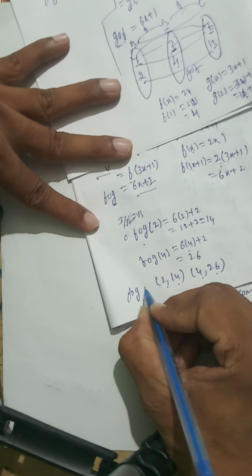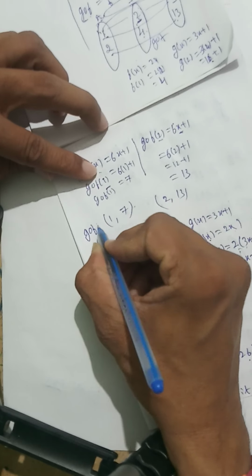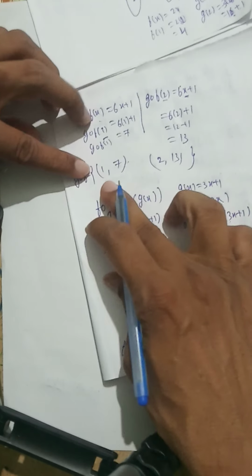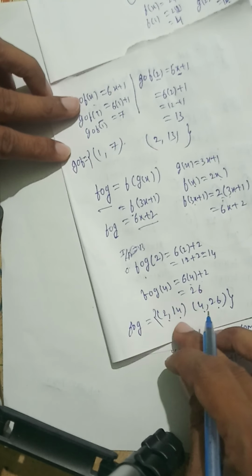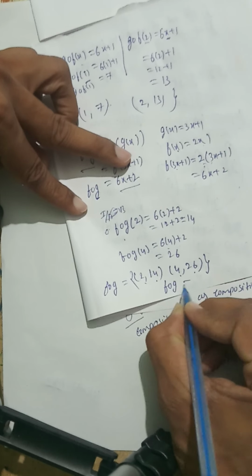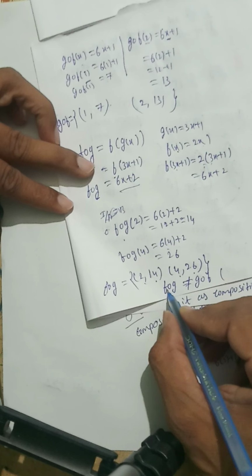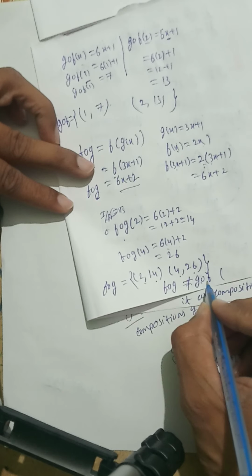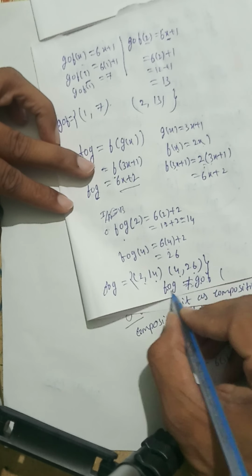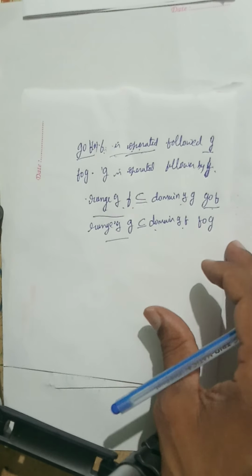See, this is the fog function set. What about the gof function? This one is the gof function: 1 comma 7, 2 comma 13. The fog function: 2 comma 14 and 4 comma 26. Therefore, is fog equal to gof here? No, it never is. Therefore it does not hold good commutative. Fog is never equal to the gof function. So gof and fog are different.